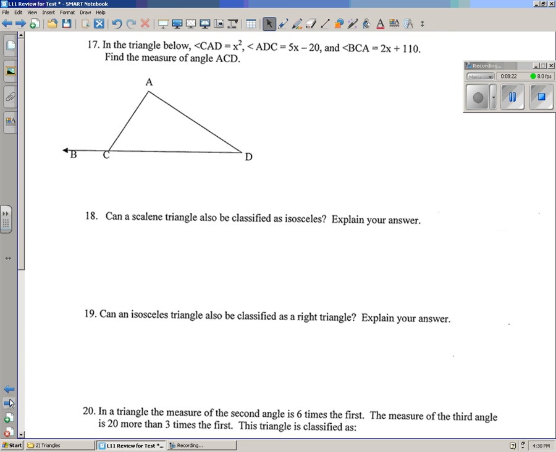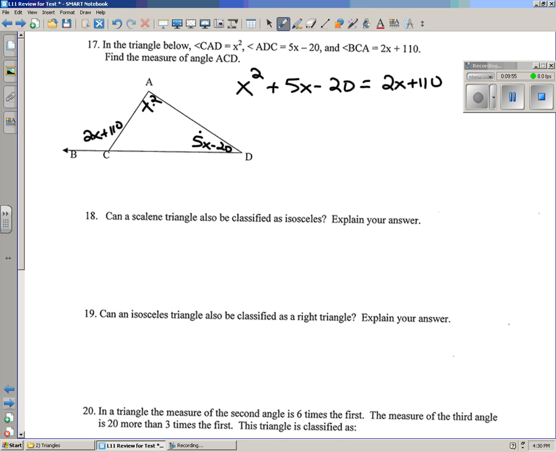In number 17, it says in the triangle below, the angle measure of CAD is x squared. Angle ADC is 5x minus 20. And BCA is 2x plus 110. And they want us to find the measure of angle ACD. So same thing as in the last problem. We have the two interiors far away from the exterior, so we have to add those two guys up.